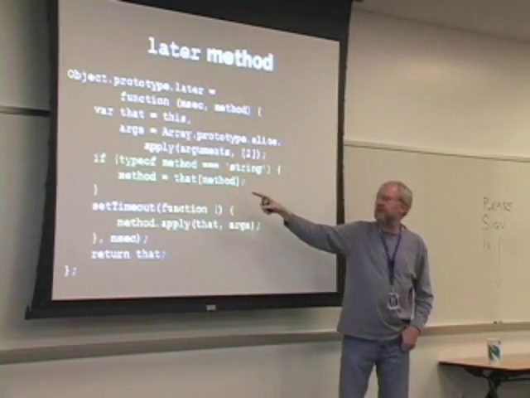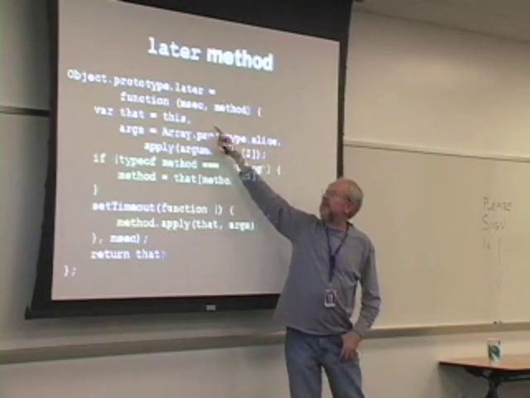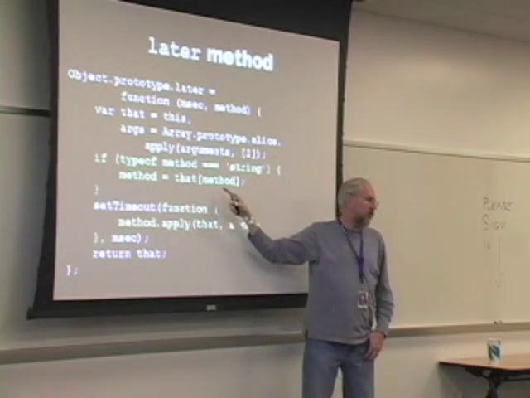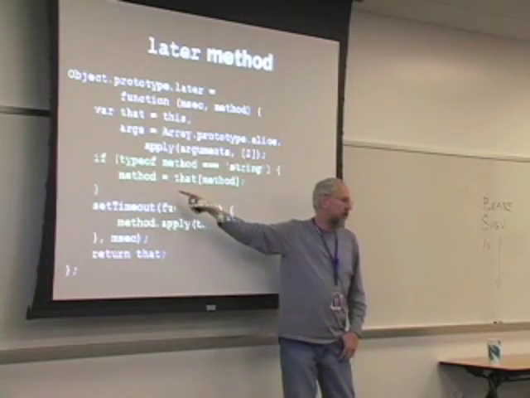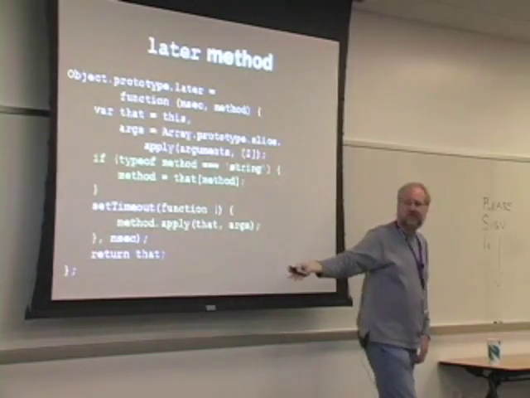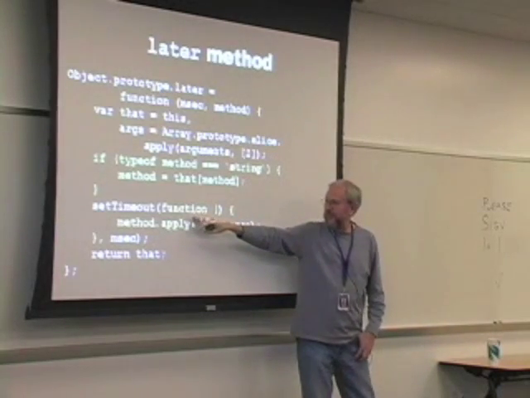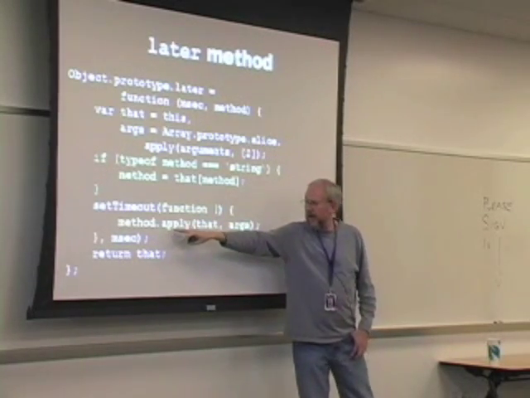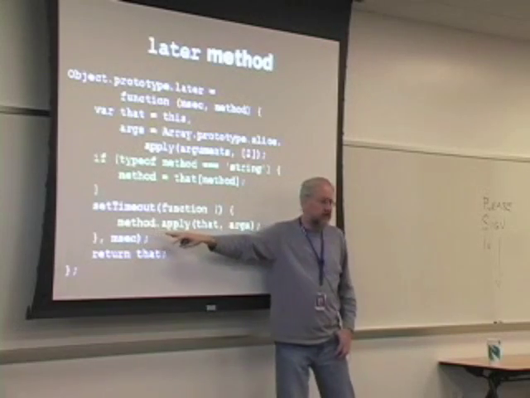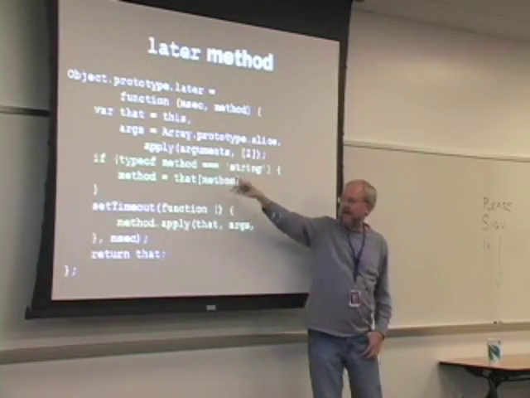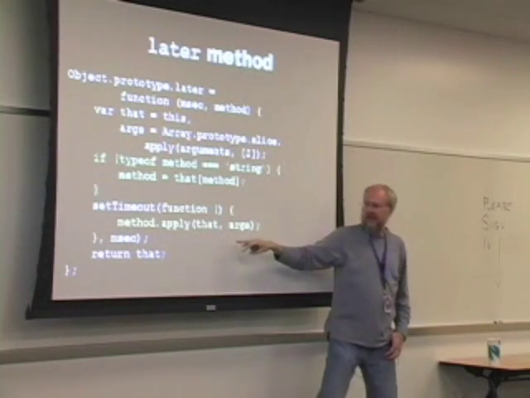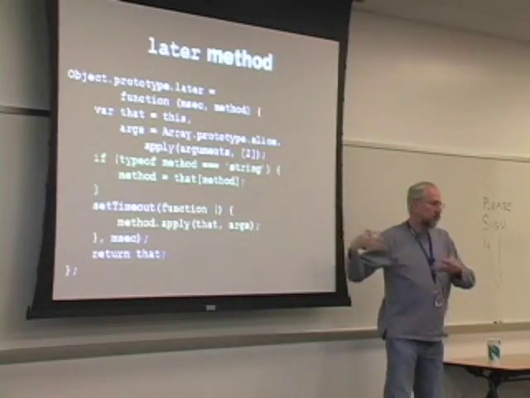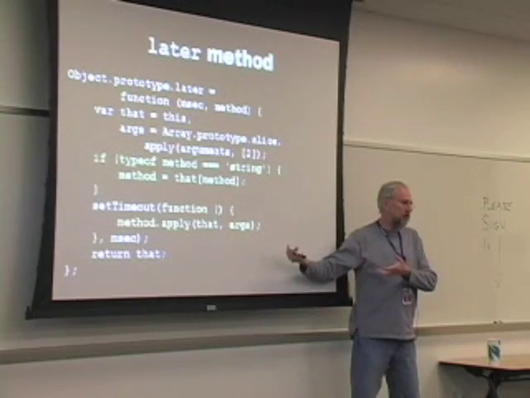Then a little bit of user convenience. If the method parameter that we got passed in was a string, then we'll look it up for them and find it in the object and save it there. Otherwise, we assume that it's a function. And then we call set timeout, and we pass to set timeout a function which will call that method, binding it to that and passing it the array of arguments. And it will get invoked in that number of milliseconds. So that's how we could do a later function.